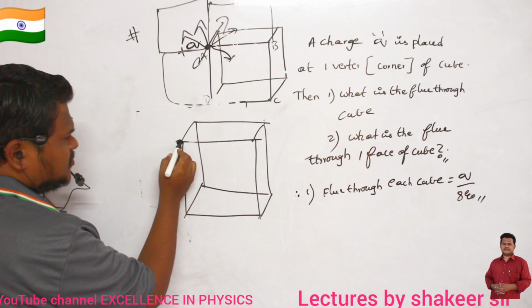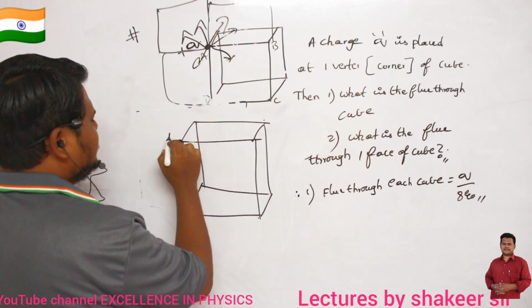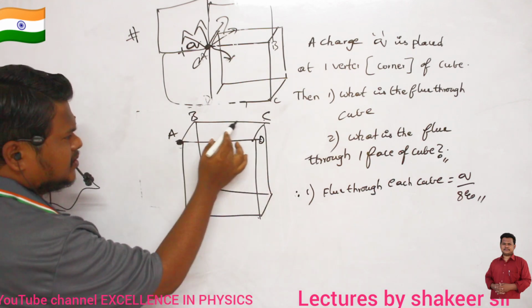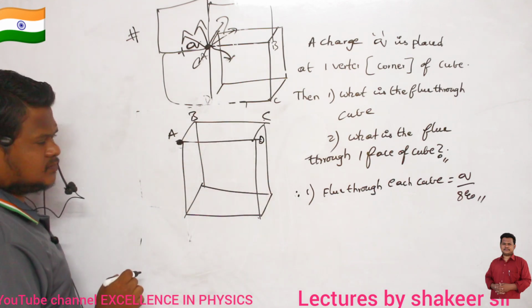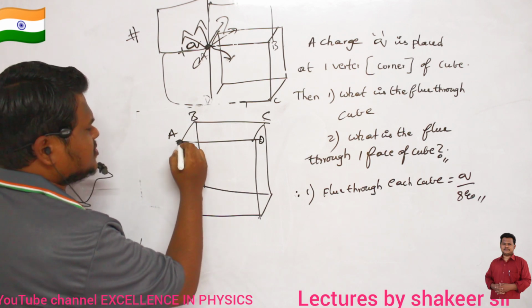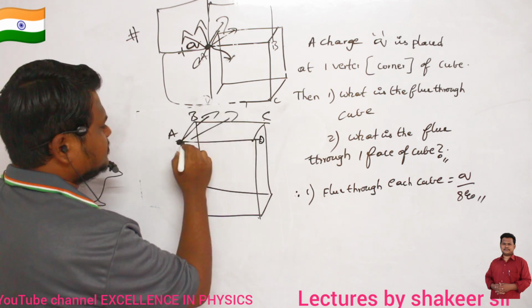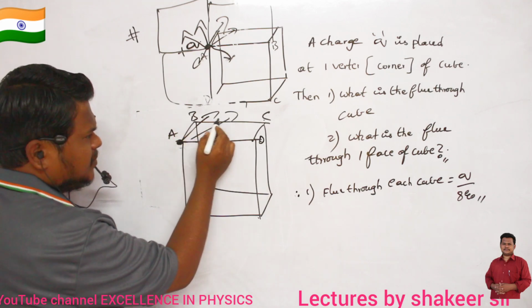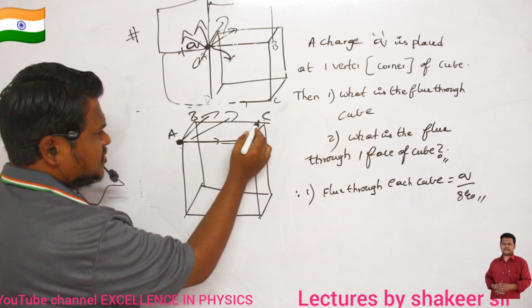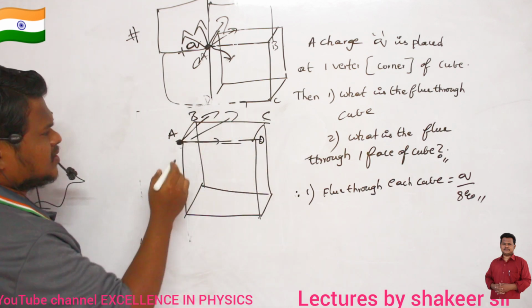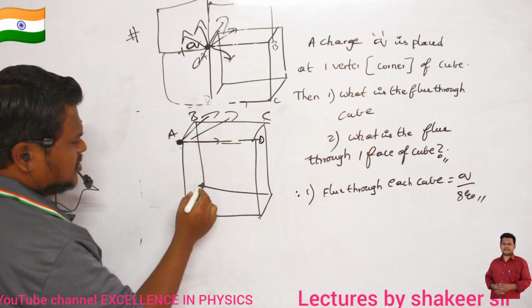So the flux produced by this charge, can it enter face ABCD? Can it enter into this face? No, it cannot enter. Why? The flux lines produced by this charge will be parallel to this face. That's all, no? Flux lines which are produced by this charge will be parallel to side ABCD. So, through this face, flux cannot enter. Clear?